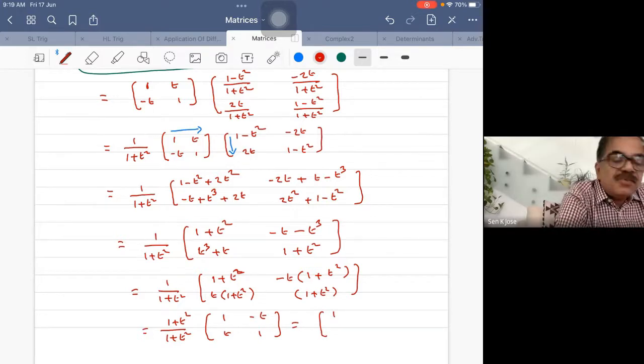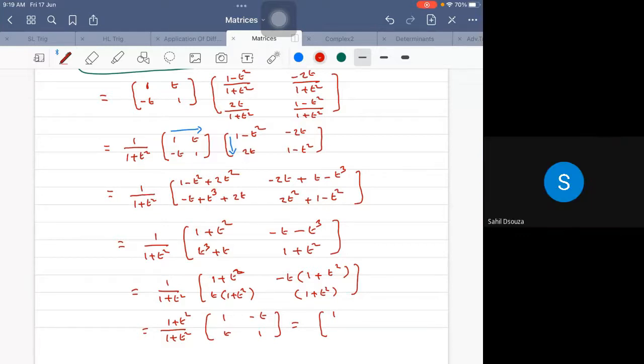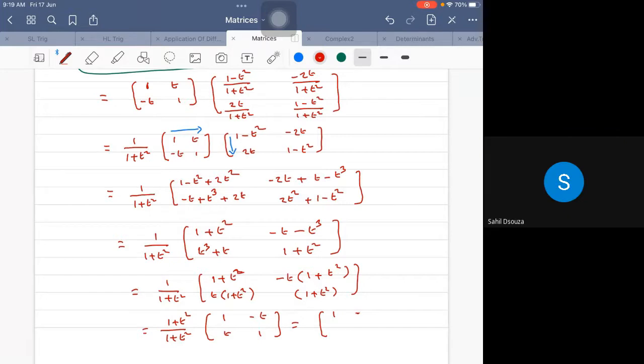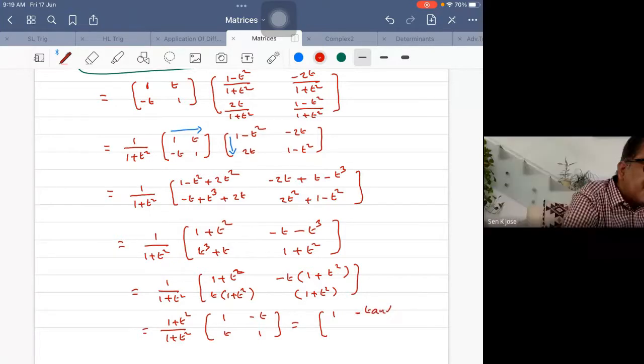By the way, Sahil, what was this t? What did he put t as? So it will be tan alpha, tan alpha by 2, right? Yes, sir. t is tan alpha by 2 and 1.